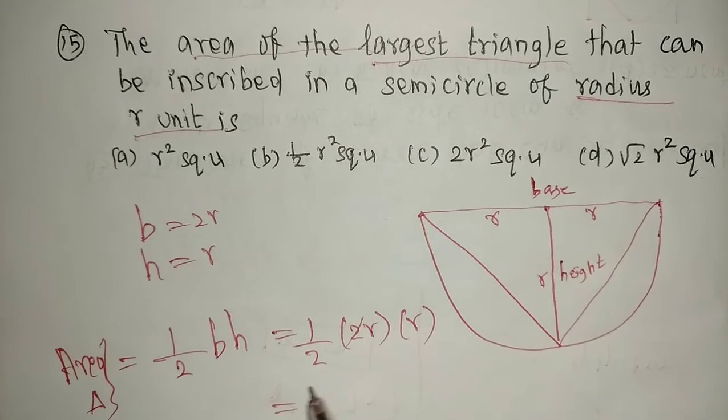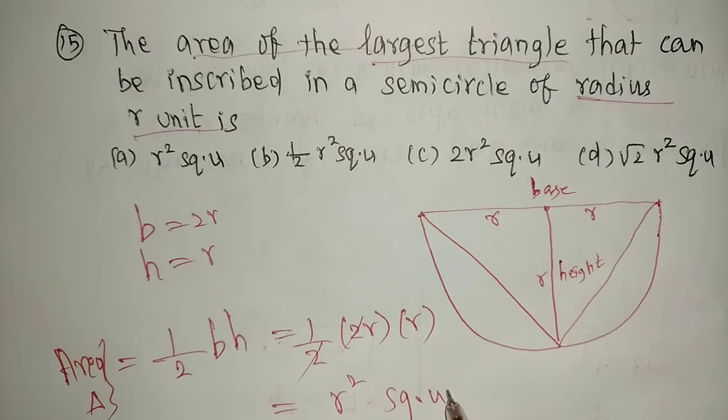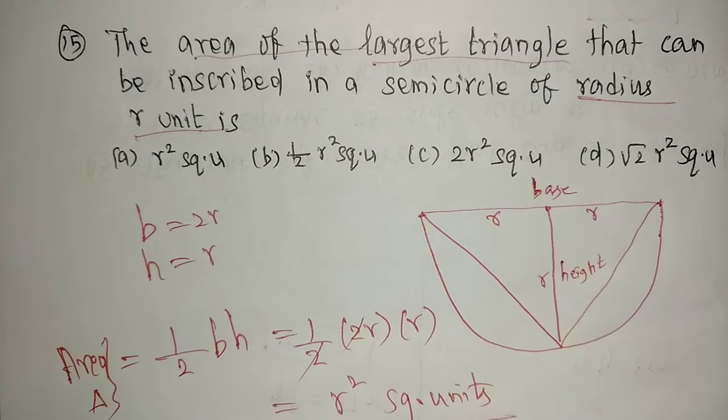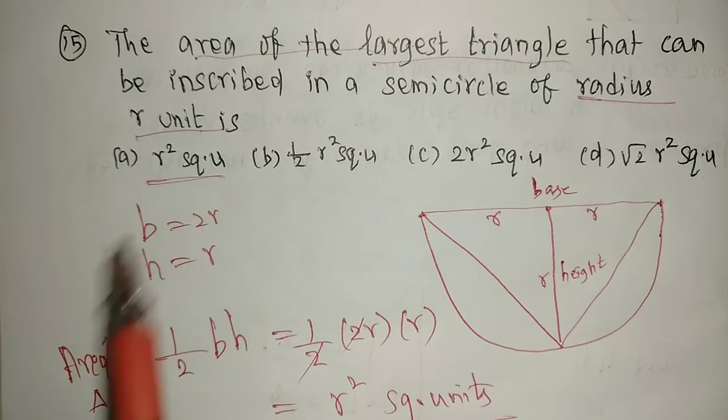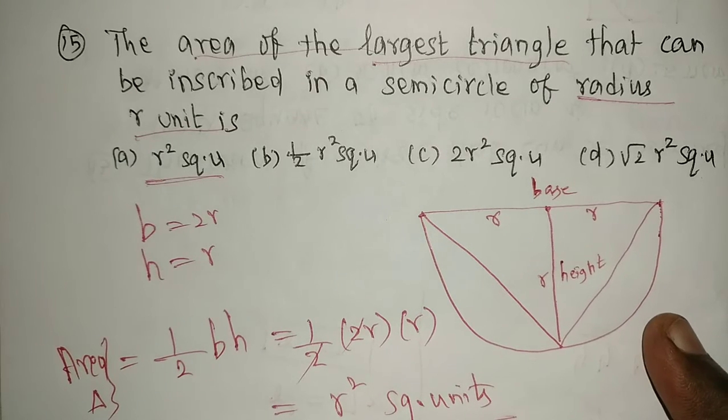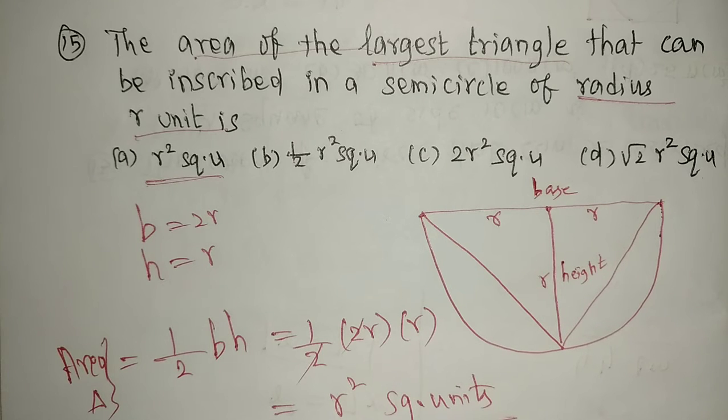Then what are you getting? This 2 will be cancelled. r into r is r square. So this is our required answer. That's it. So where do we have this r square? The first one, option A. So from the diagram only, we are understanding all the concepts. The diagram is very, very important.